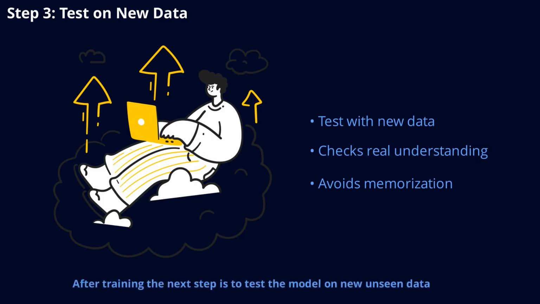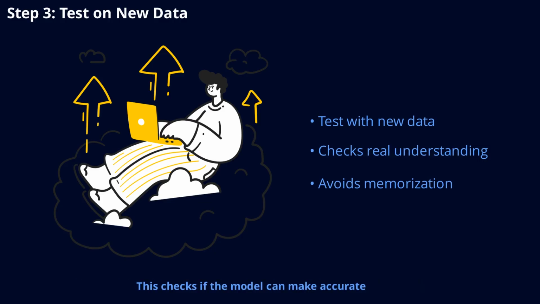After training, the next step is to test the model on new, unseen data. This checks if the model can make accurate predictions outside of the examples it learned from. It's like taking a test after studying. Can you solve new problems using what you've learned? Testing ensures the model isn't just memorizing answers but truly understands the patterns.